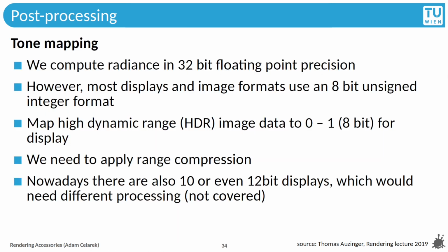So, tone mapping is about reducing the dynamic range from our light simulation to a 0-1 range that can then be mapped to an 8-bit integer. We need to compress the range. And on a side note, there are 10 or even 12-bit displays today, but these require different processing that probably happens in special software or in the driver anyway, and we will not cover it. It is easy to output 16 or 32-bit linear float data for that purpose.